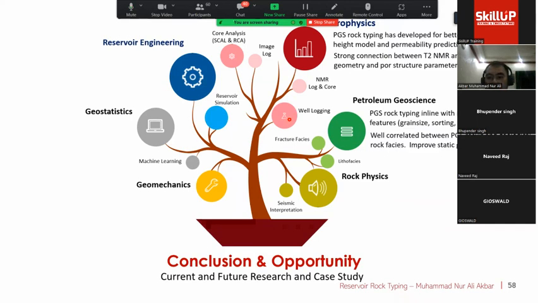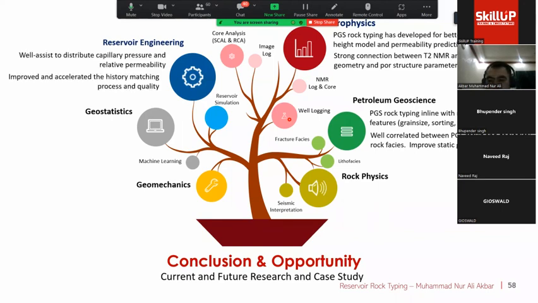And also for petroleum geoscience, PGS rock typing is very in line with the microscopic geological features from the grain size, sorting, packing, etc. And this is very well correlated between the PGS result and the geological rock facies. And what happens, it for sure improves the static model quality, especially for the saturation modeling.